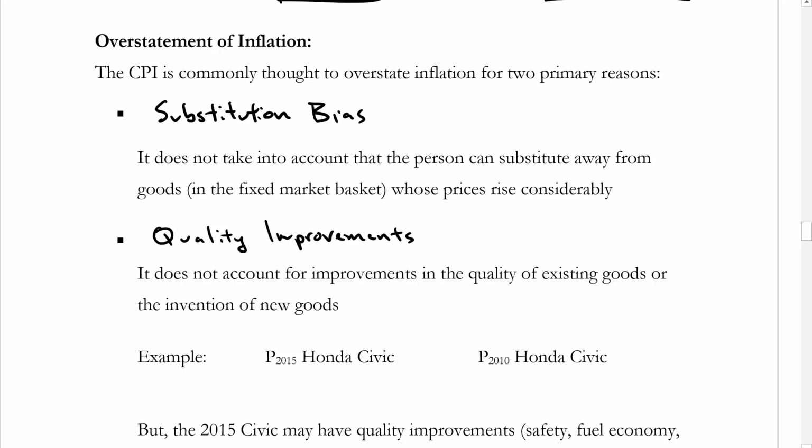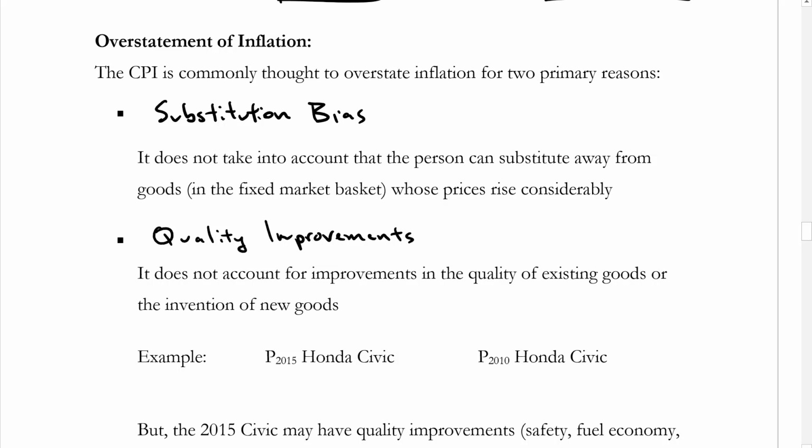But again, because it's a fixed basket, that isn't going to change to reflect the actual increase in the cost of living. So that's this idea of substitution bias, our first mechanism through which CPI is overstated.